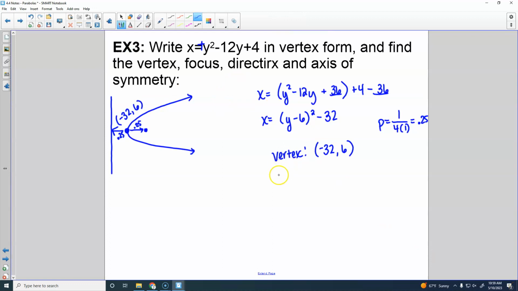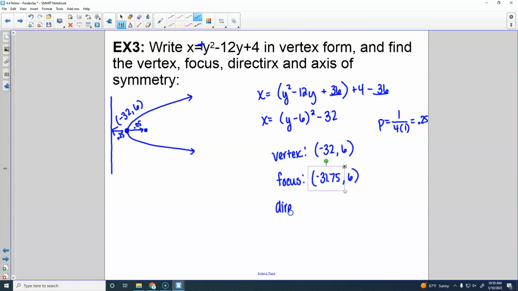So, focus would be, we're starting from the vertex, we're going to the right 0.25. Which variable is that going to change? It's going to be our x, so we're going to add 0.25, so negative 32 plus 0.25 is going to be negative 31.75. The y coordinate will stay the same.